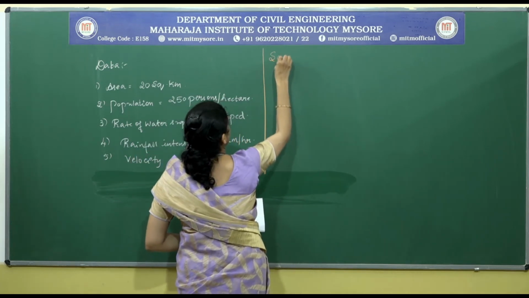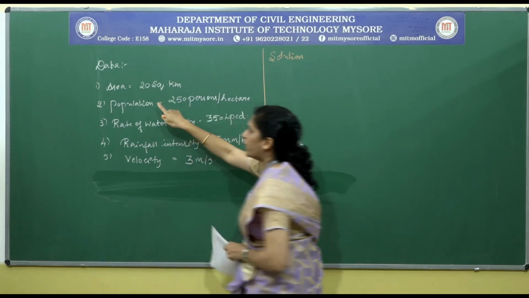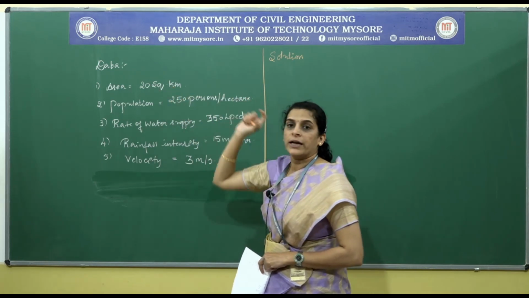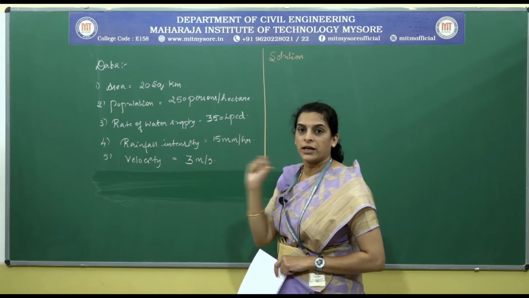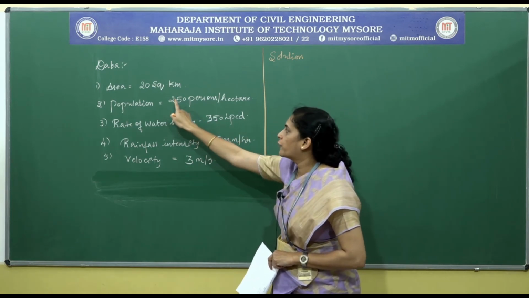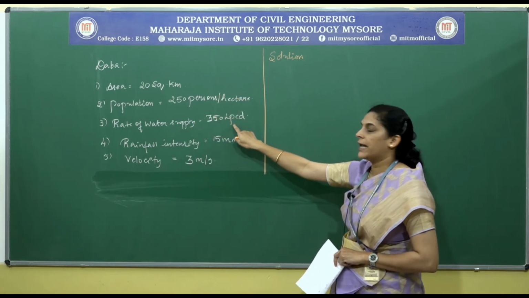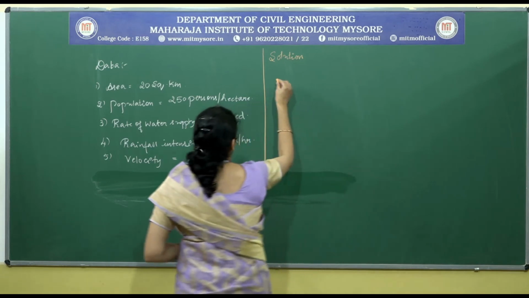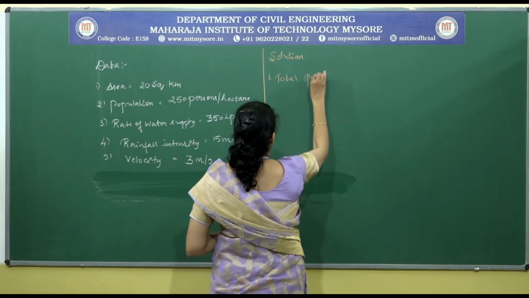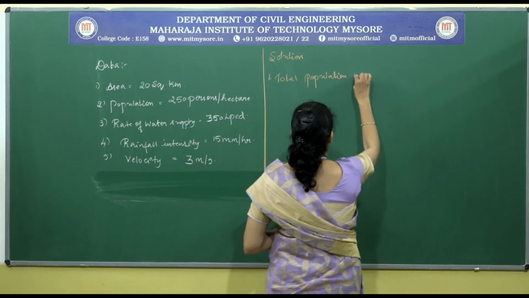So the solution is, as has been given in the data, that 20 square kilometer of the area is to be served with a combined sewer, a circular sewer, which suffices the population of 250 persons per hectare who has the rate of water supply of 350 LPCD. So now, first of all, it is the total population of the area.